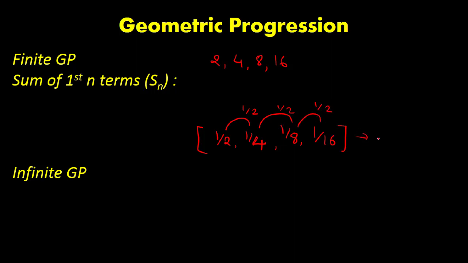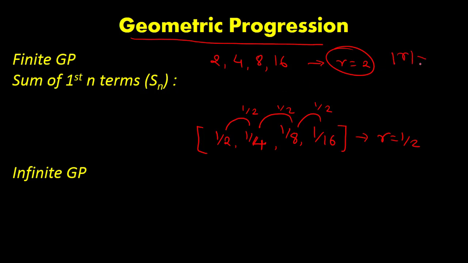Okay, here the common ratio R is what? 1 by 2, and here the common ratio R is what? It is 2. So based on the value of R, your geometric progression again divided into 2. The first example is where your mod R value is greater than 1, and the second example is what? Your mod R value is less than 1. Okay, please remember these two types of geometric progressions. One is finite and infinite, and the other is mod R values greater than or less than 1.